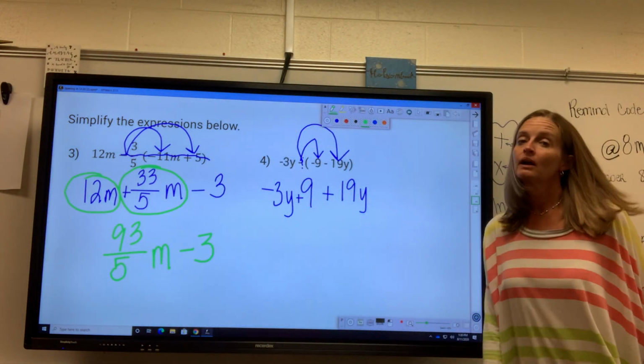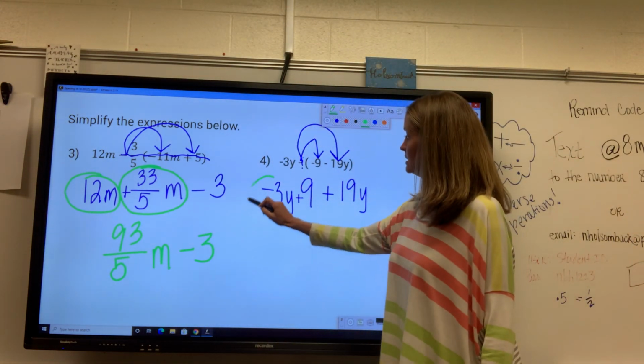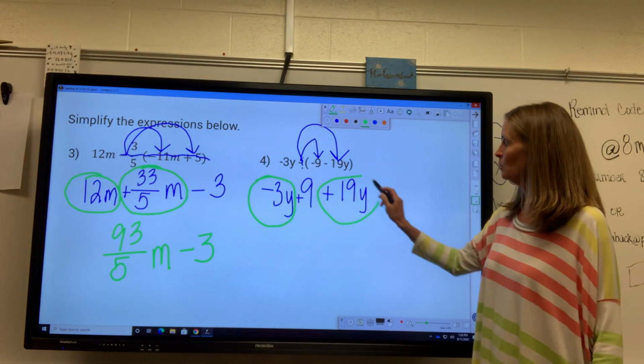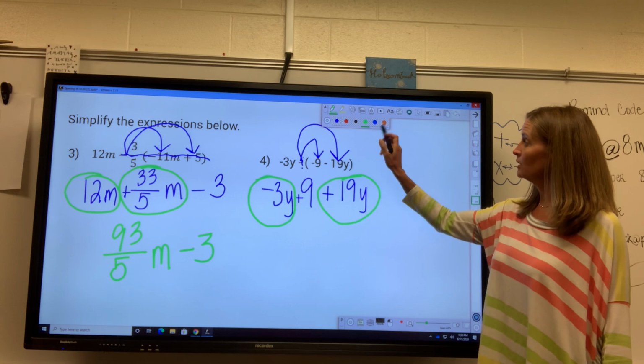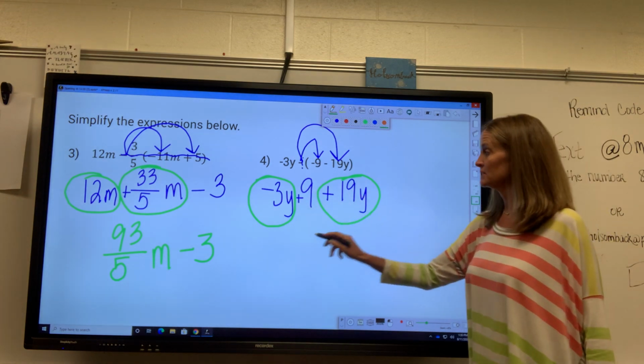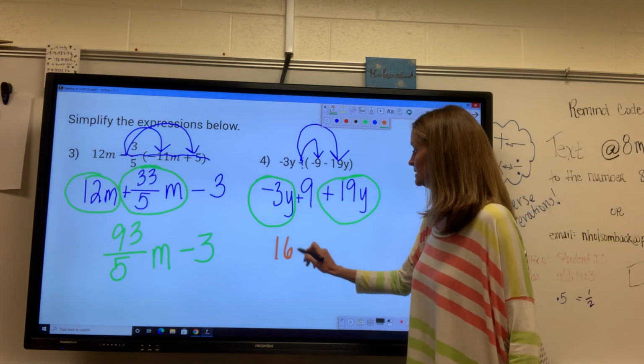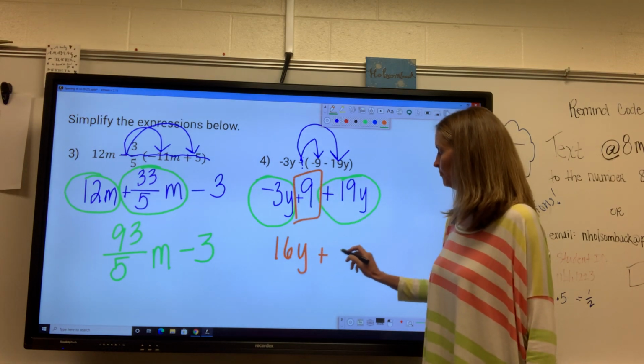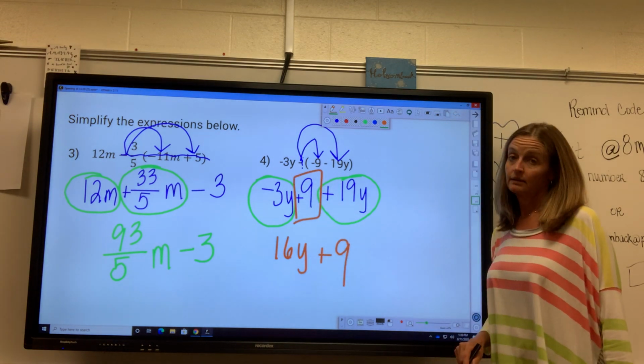Do we have any? Oh, heck yeah, we do. Got this negative 3y. Got this 19y. So all together, what does negative 3 and a positive 19 make? 16y. Did you touch the constant? Nope. Drop it down. Look good?